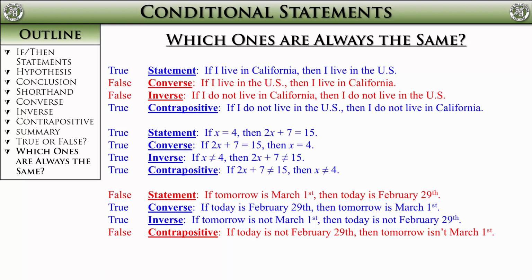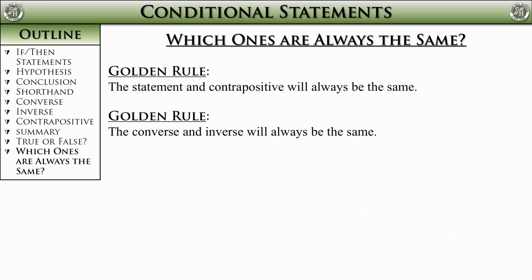That's why I breezed through those last two on the previous slide. We didn't need to bother with them too much. Once we knew the statement, we also knew the contrapositive. Once we knew the converse, we also knew the inverse. You will find that this is extraordinarily helpful. It is often the case that either the statement or the contrapositive is much easier to figure out than the other one. So figure out the one that makes the most sense and is the easiest to figure out, and then you automatically know the other one. It works the same with converse and inverse. So keep that in mind.